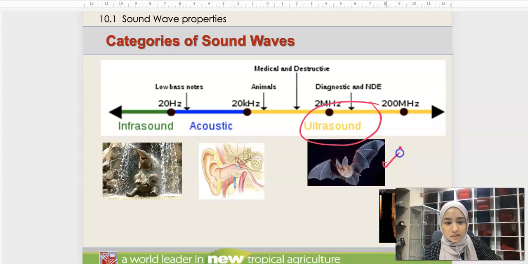And you also have bats. Bats emit ultrasound to know the location of the things around them, right? So you can use sound to determine the location. You can use sound for imaging, which is what you have when the doctors scan for the baby. You should not scan your baby.